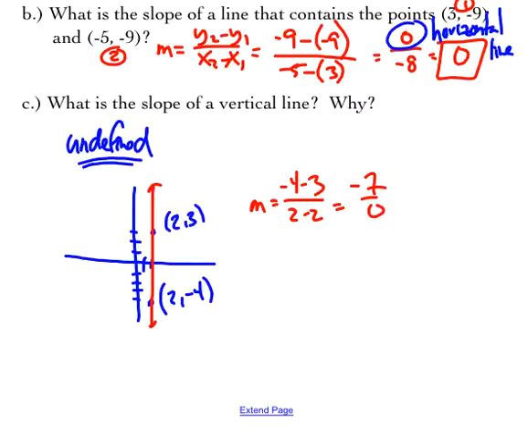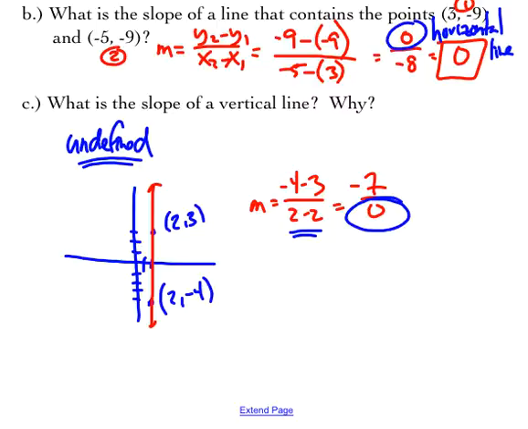And this is where we get into undefined because, again, this value in the denominator here is a problem. You can't have 0 in the denominator. And that is always going to happen because there's no difference in the x-coordinates. The difference of the x-coordinates would always be 0 if I'm talking about a vertical line. So a vertical line is always undefined for that reason.